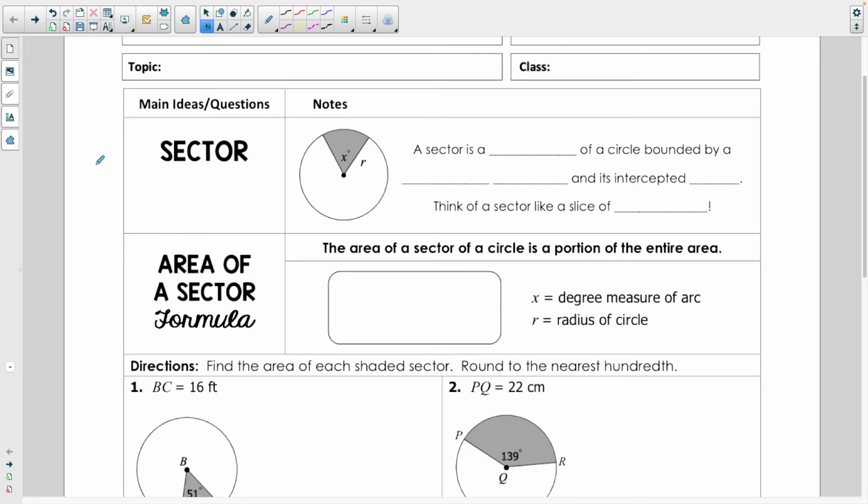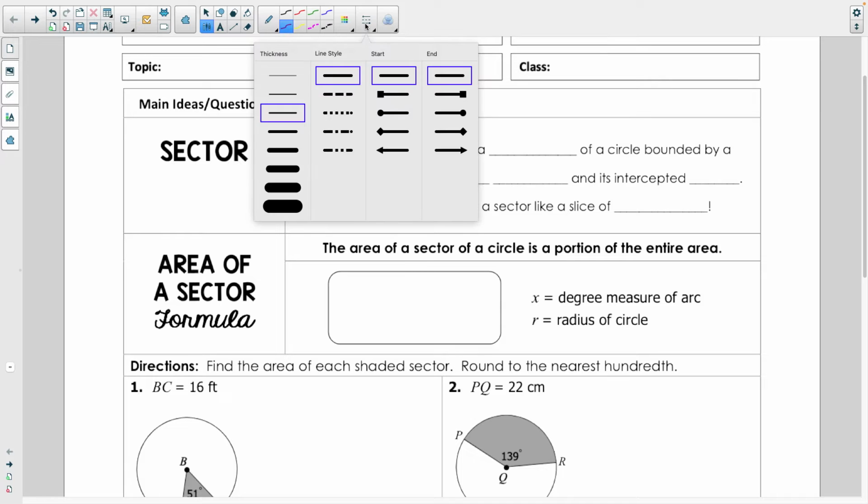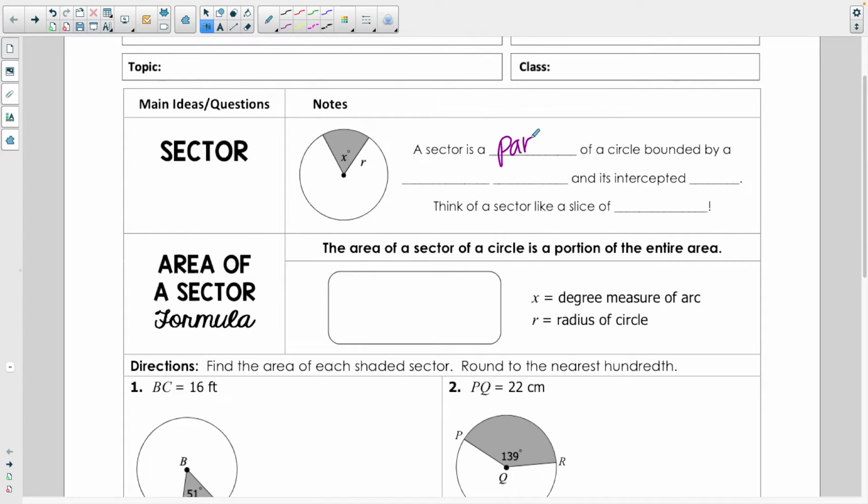So a sector is like a slice of pie or a slice of pizza. A sector is a part of a circle that is bounded by a central angle. You should remember that from the circles chapter. A central angle right here, and its intercepted arc, which is right here. So it's the shaded part. It has the central angle, and it's got this little intercepted arc.